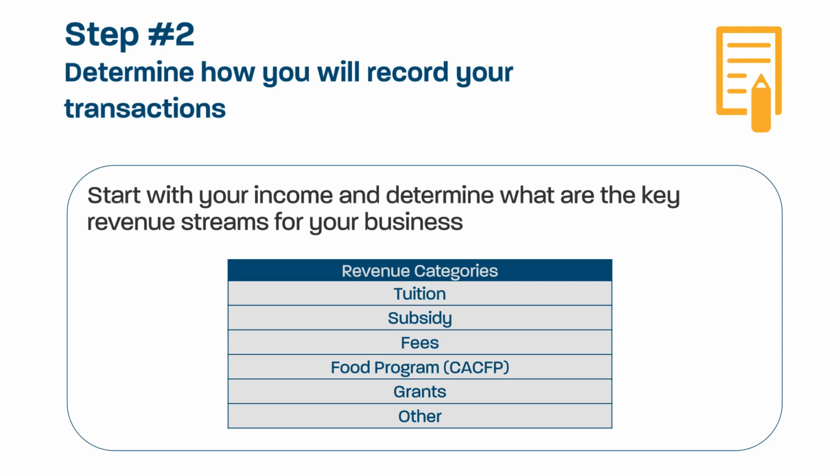Parent fees will likely be one source. Another might be a child care subsidy, or payments from the food program, CACFP. Perhaps there are additional funds that you receive for after-school students, or grant funds. Each one of these will be a separate revenue stream to account for. You can use this example list to categorize your income sources.